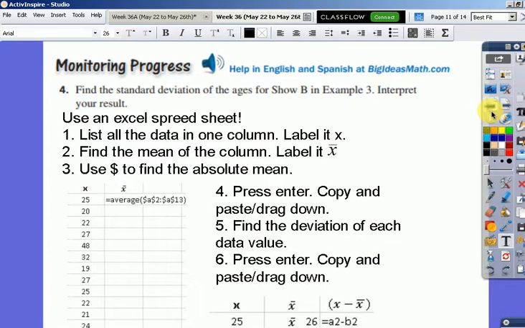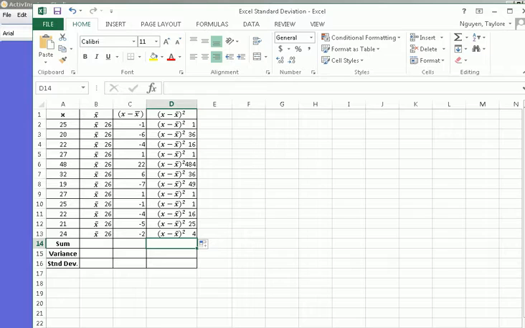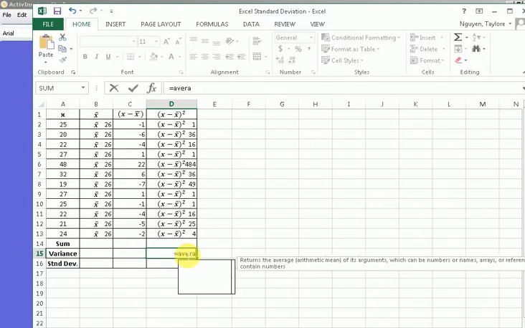I'm going to go back here. It says find the mean of the squared deviations, or the variance. I have to find the mean, right? I have to find that average again. So I'm going to go back and I want that average. So I'm going to say equals average. I want the average.